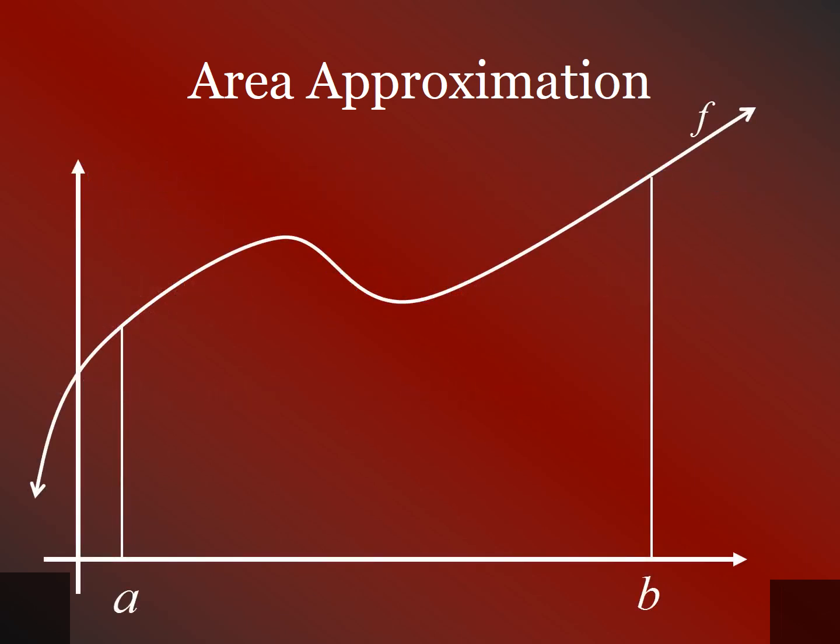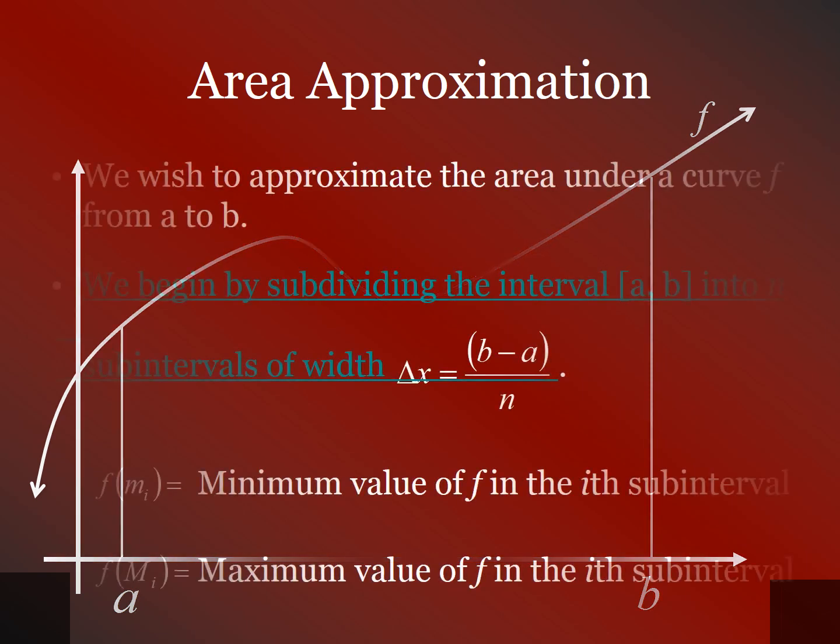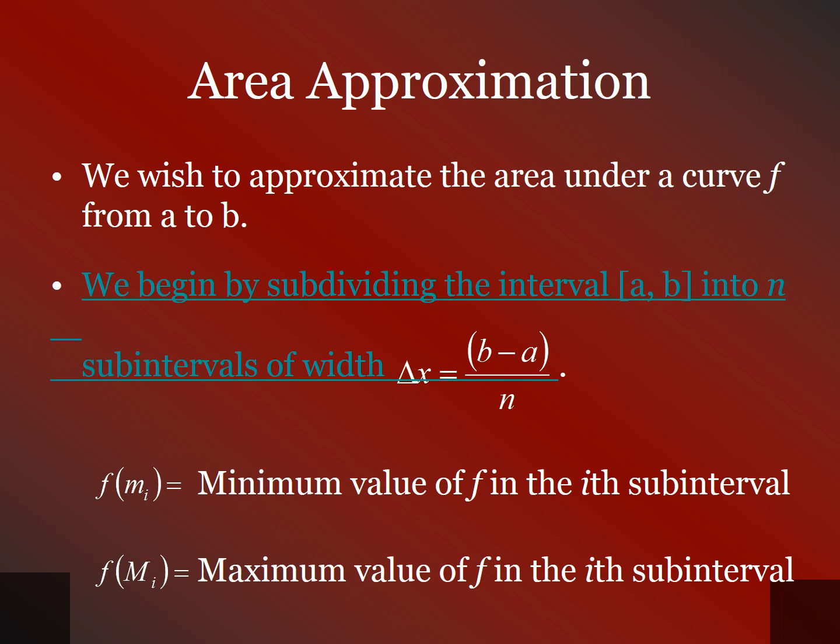Here is the curve that we are going to calculate. We wish to approximate the area under the curve from a to b. We began by subdividing the interval ab into n subintervals of width delta x, so that will be equal to b minus a over n. Here f m i is the minimum value of f in the ith subinterval and f capital M i is the maximum value of f in the subinterval that we have divided in this curve.